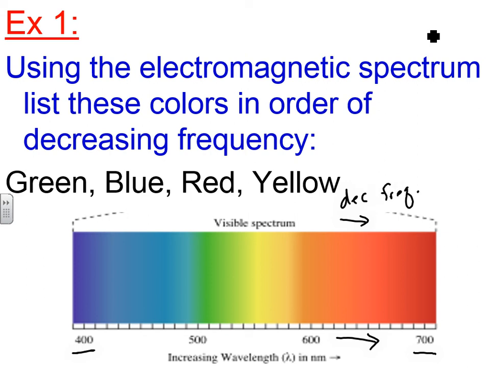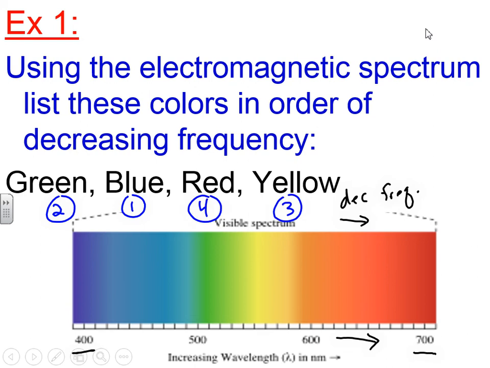Which means we just have to go from blue to red. So it looks like blue will have the highest frequency, and then it goes green, and then yellow, and then red. And that's the idea. So pretty simple, just for us to see and understand the difference and the relationship between frequency and wavelength.